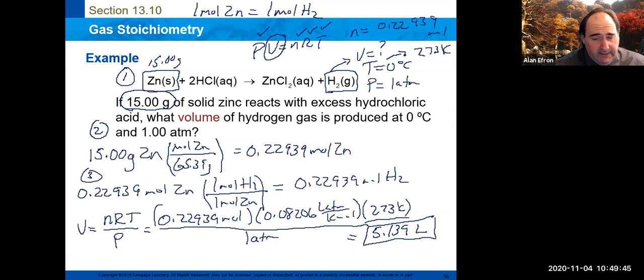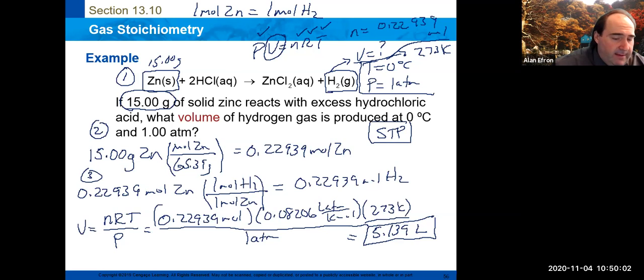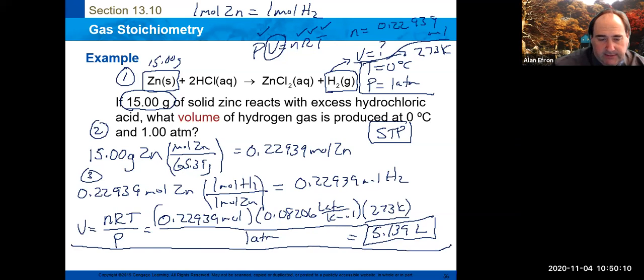Now, if we look at this, one thing that you might not have noticed, or maybe you did notice, is if we look at our temperature, that is 273 and 1 atmosphere. That is basically STP conditions. And what that means is we essentially can, again, avoid the ideal gas law if you did not want to use it. So we could actually eliminate that step right there.